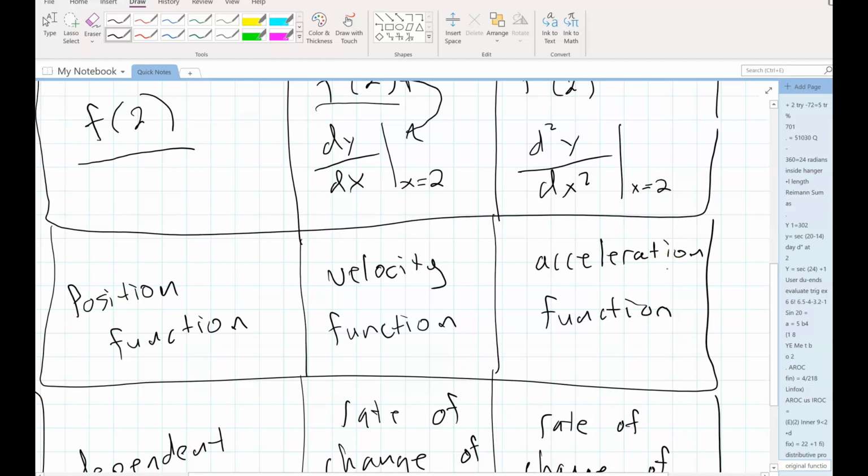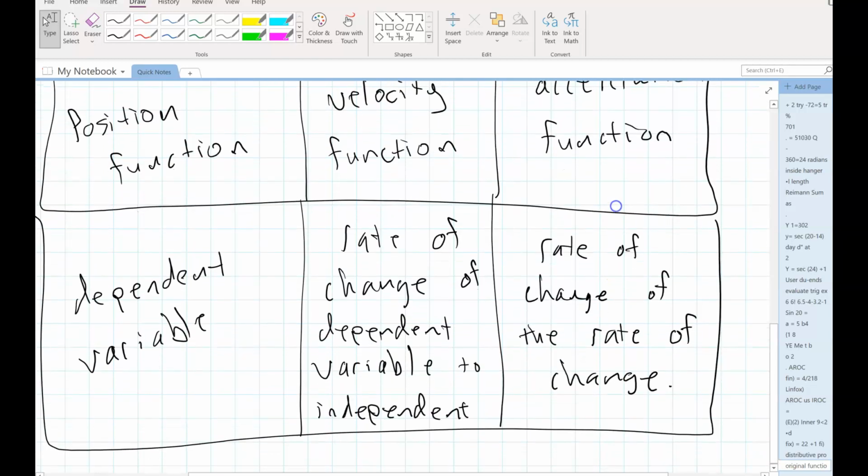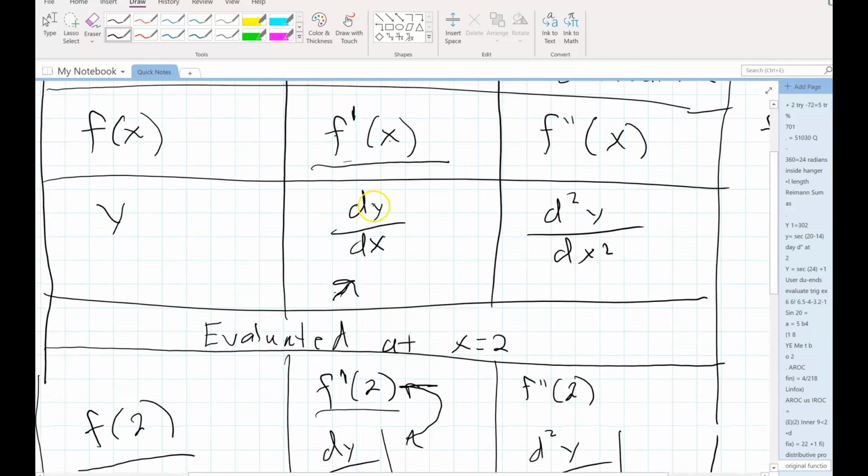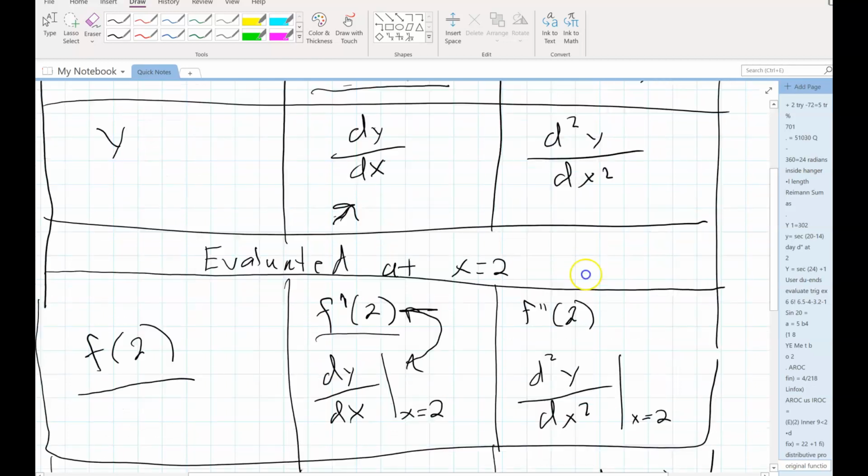So this is trying to get you to go down that path of thinking about what a derivative means in context. In general, the original function is the dependent variable. The derivative is the rate of change of the dependent variable compared to the independent variable, just like it's expressed up here, change in y versus change in x.